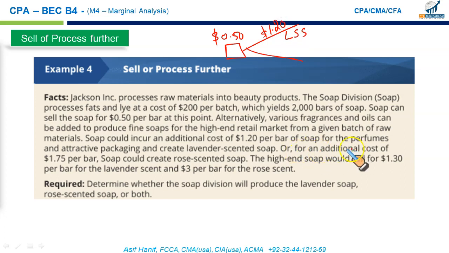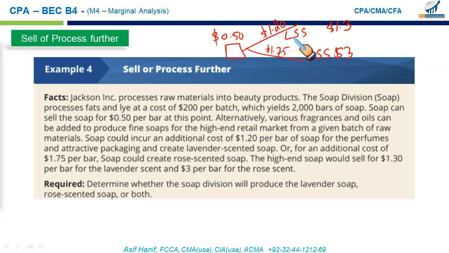Or there is another option: we can convert this into a rose-scented soap at an additional processing cost of $1.75 per bar. So lavender-scented soap will cost $1.2 additional, and rose-scented soap will require $1.75 additional cost per bar. The final selling price of lavender-scented soap is $1.3 per bar, and $3 per bar for the rose scent. Okay, $3 in case of rose-scented.